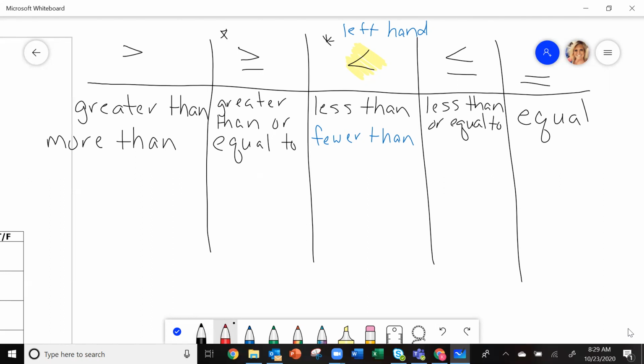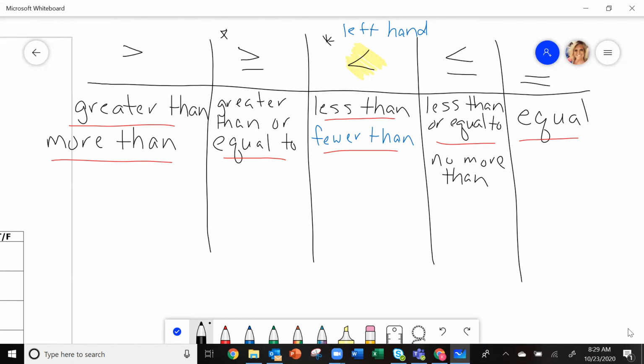Let me try and separate. A few other phrases that we could have. There's going to be one that is no more than. No more than will be less than or equal to. And then no less than. We'll go in this one. No less than means greater than or equal to.